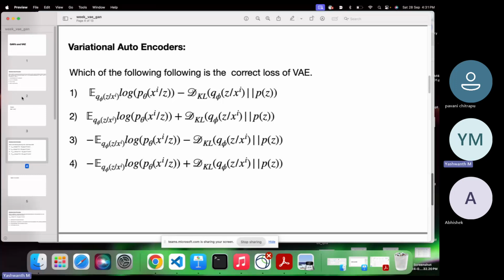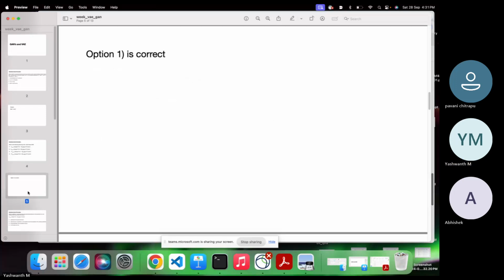Okay. If time permits, we'll do that. This is what I was planning to do in the initial part when I said that. If time permits, we will do it. And yeah, I said option one is correct.